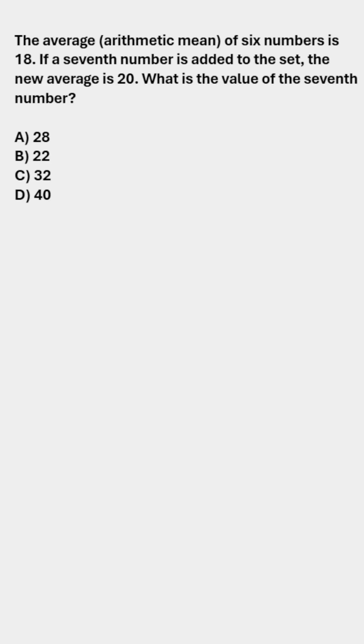The way we're going to approach this problem is by setting up a system of equations, where we're going to have two equations with two unknowns, and we're going to use those equations to find the unknowns. But before we do that, we should define what an average is.